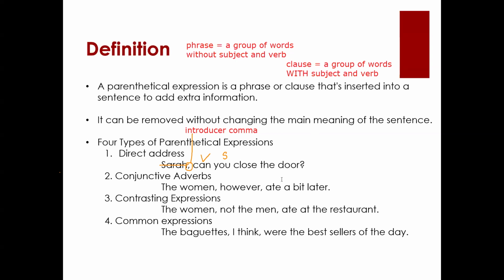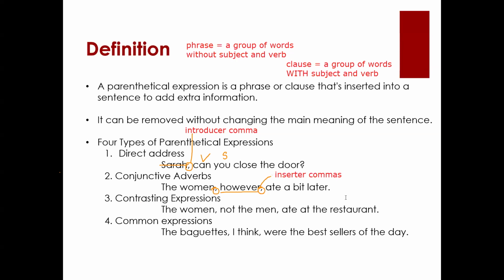Now, the second parenthetical expression is conjunctive adverbs. So conjunctive adverbs are the transition words that we use very often, like however, therefore, nonetheless, on the contrary, thus, so on and so forth, right? But when we have a conjunctive adverb in the middle of the sentence, it becomes non-essential or parenthetical. So the women ate a bit later. The however is placed inside the sentence, so that's why you need comma, comma, what we call inserter commas to enclose that information.